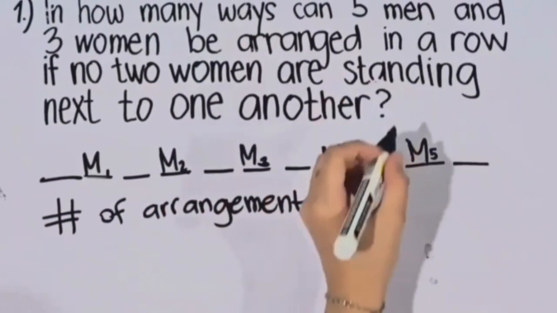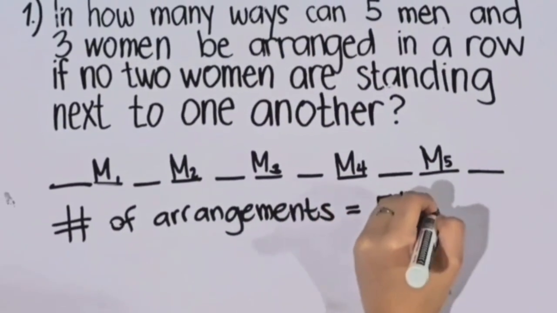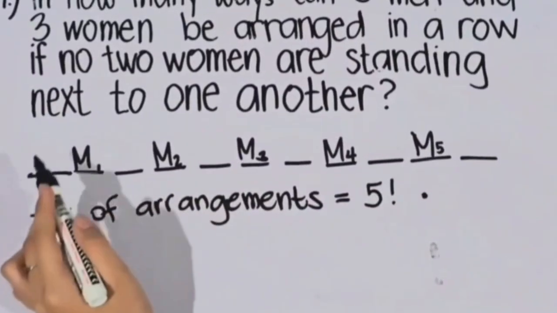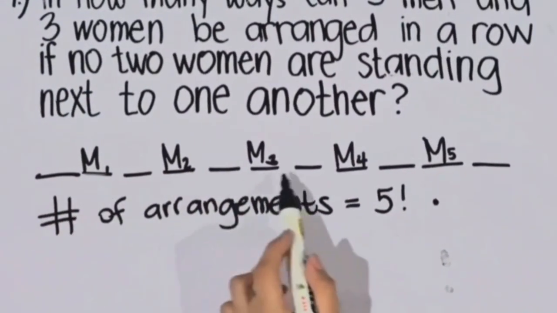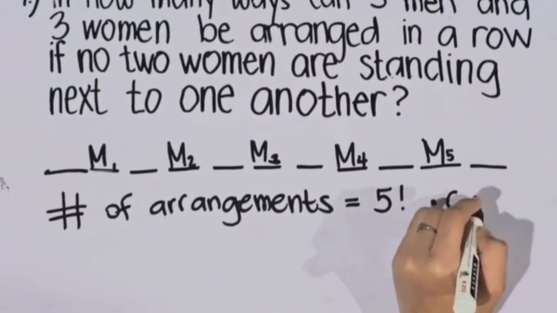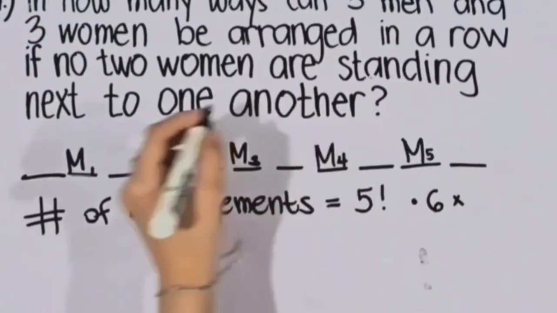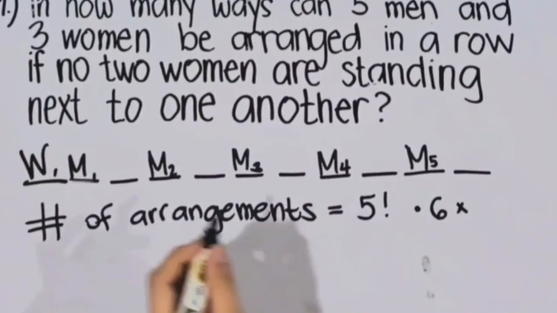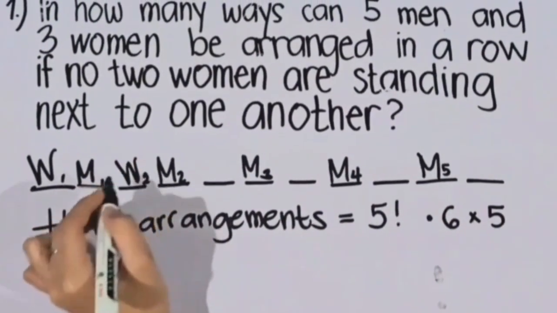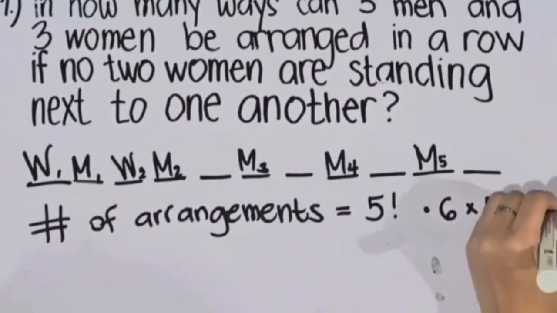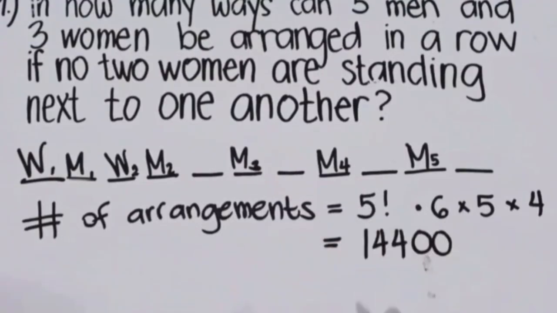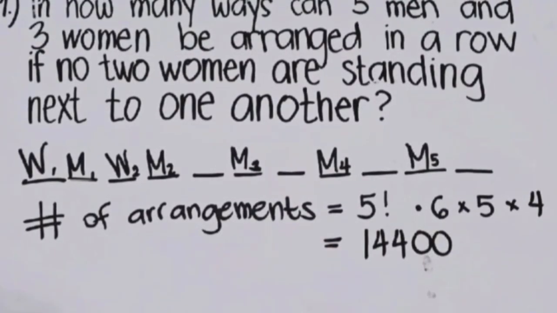We will write 5 factorial, which represents the 5 possible spots where these men can rearrange themselves. Then we'll multiply this factorial by 6, since this represents the 6 empty slots where the first woman can situate herself. Then we multiply this by 5 for the second woman. Lastly, we will multiply this by 4. After multiplying this equation, we can get a total of 14,400 possible arrangements.